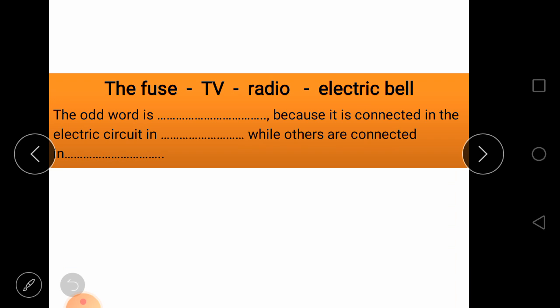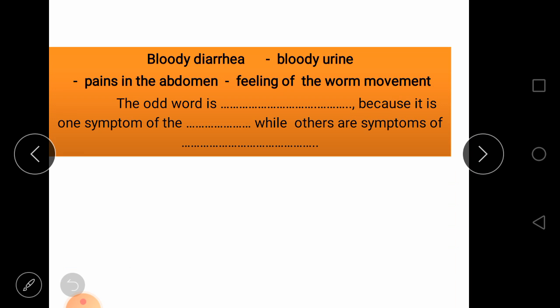Fuse, TV, radio, electric bell. Here we have the fuse is the odd word because it is connected in series, while others are connected in parallel. Okay. Here we have some symptoms: bloody diarrhea, bloody urine, pains in the abdomen, feeling of the movement of the worm.